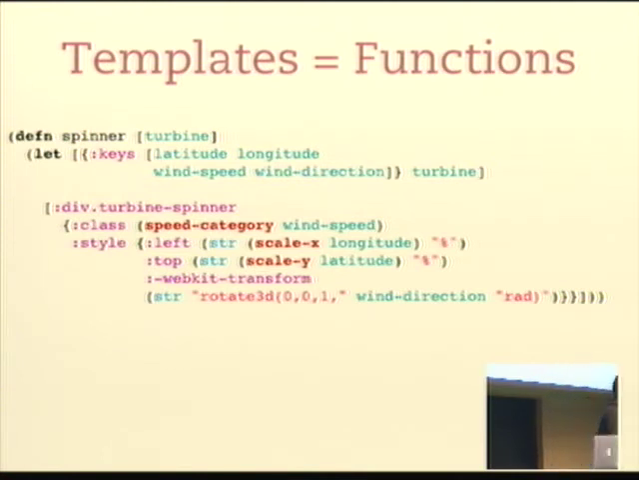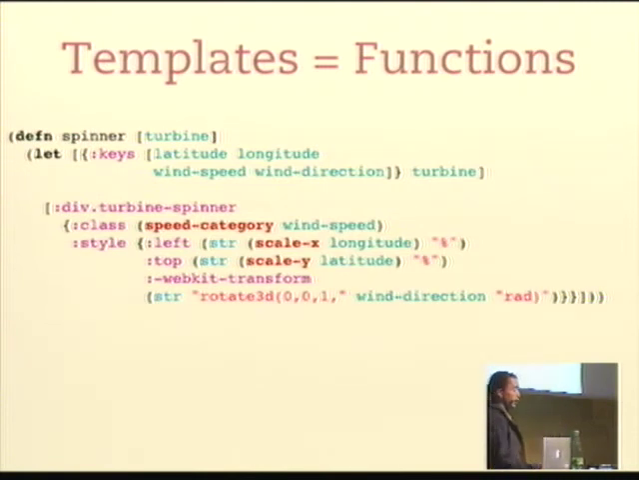So this is a function that you use to make the markup needed to render one of these turbines on the map. And so let's walk through it real quick. We're defining this function called spinner, and it takes one of these maps that I showed you earlier, and we know that it's a map, and we know that it has certain keys. So Clojure has some nice destructuring syntax. Those are the next two lines in the let. We're basically saying take these keys and make them into local variables.